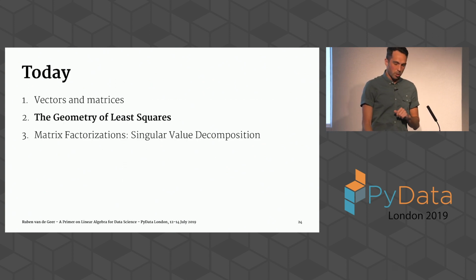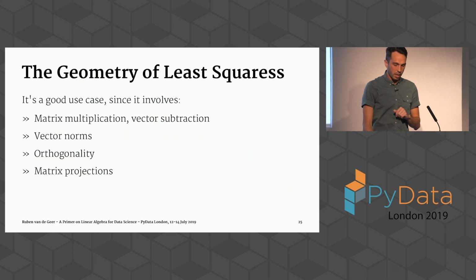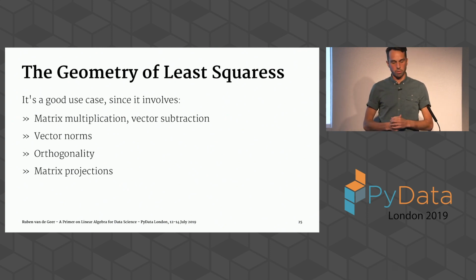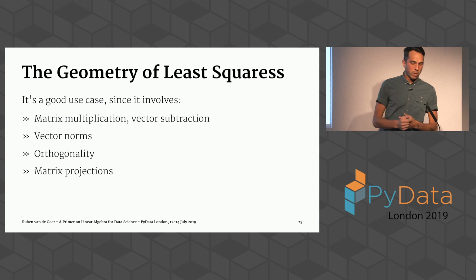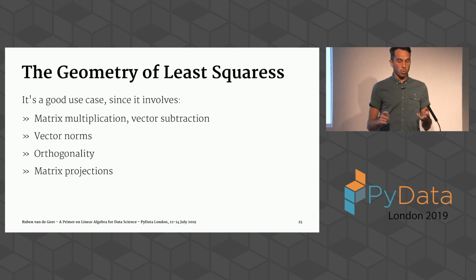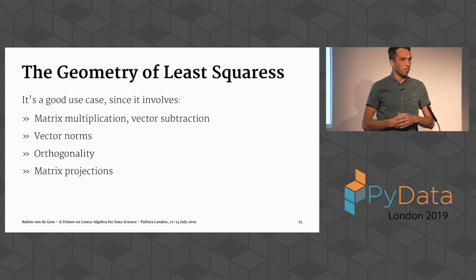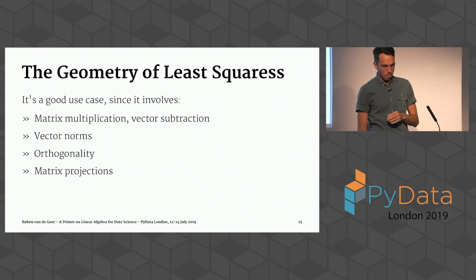So now we're going to the geometry of least squares. I think this is a very good topic for the purpose of this talk, because it involves a lot of things in linear algebra that you come across often. We're going to use matrix multiplication, vector norms, orthogonality, matrix projections, those kind of things. And the good thing is everyone knows linear regression, so I think it's easier to get your head around some of these topics.